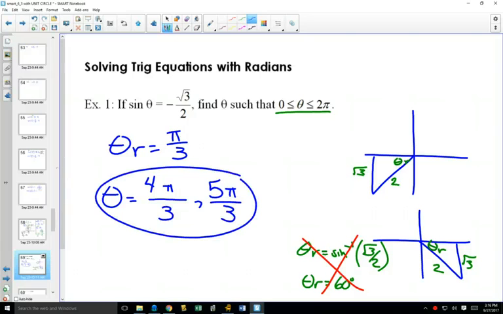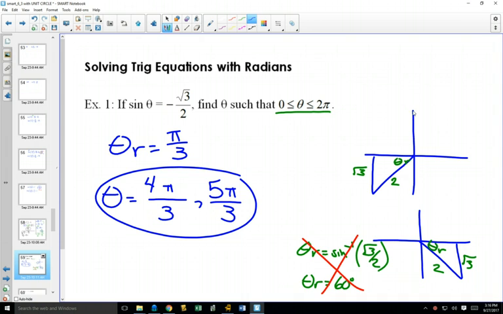And we're done. No calculator, just our unit circle. No reference angle calculated. We just have to recognize root 3 over 2 is on our unit circle. It's part of our pi over 3 family. Sine, according to the cast rule, is negative in quadrants 3 and quadrants 4. What are my pi over 3 family members in quadrant 3 and quadrant 4? 4 pi over 3 and 5 pi over 3.